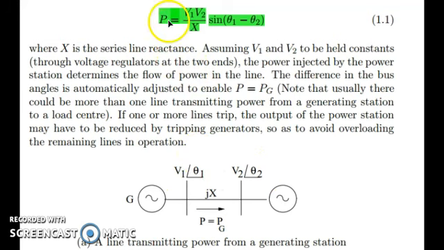So we can see that P from 1 to 2 would be equal to P from 2 to 1. Basically, that should mean the same thing.